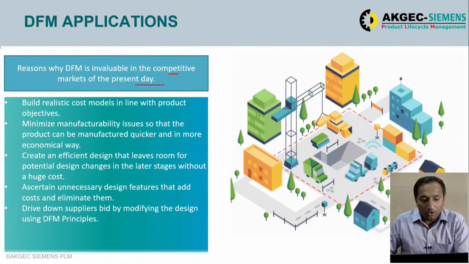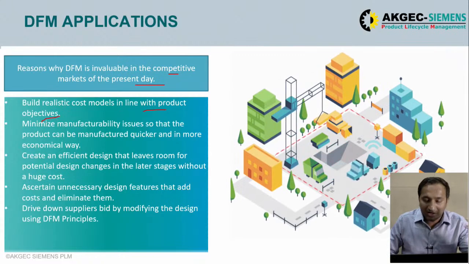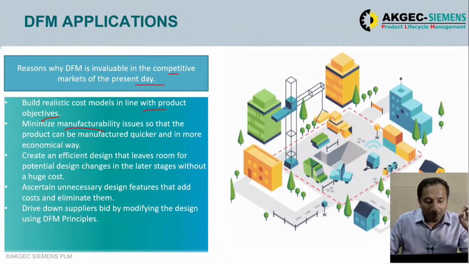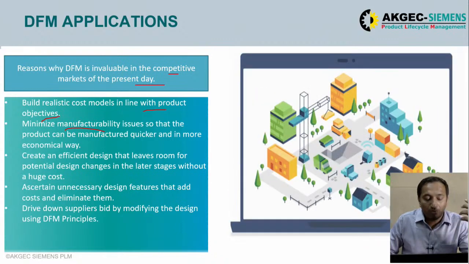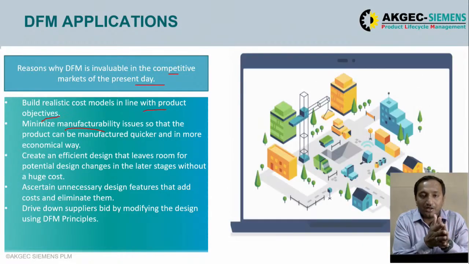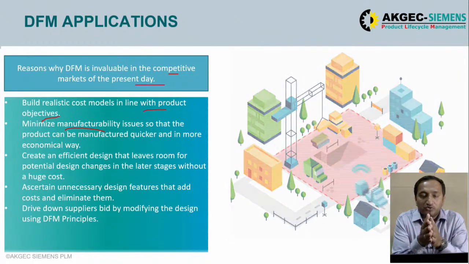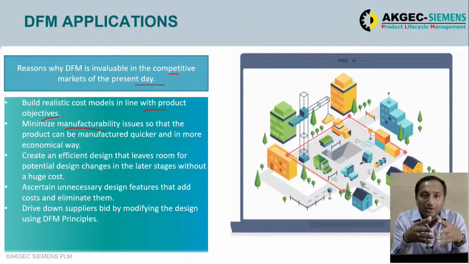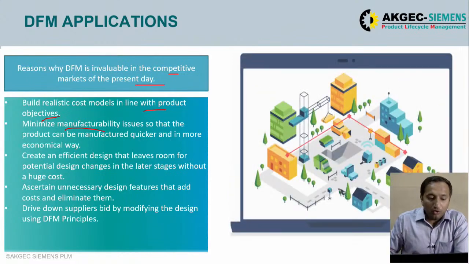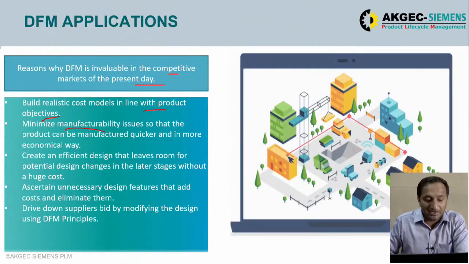So if we want to build a realistic cost model in line with product objectives, that is where we use DFM, and we want to minimize manufacturability issues so that products can be manufactured quicker and in a more economical way. Like I gave you an example of a tabletop earlier, in which in one area we were using more than 8 assembly steps, and in one step we were using only 1 assembly step. So we want to increase the manufacturability. It means how we are manufacturing a product. So we want to use the DFM principles so that the assembly steps are pretty less.